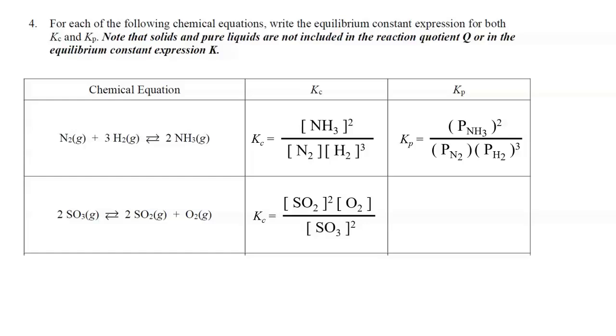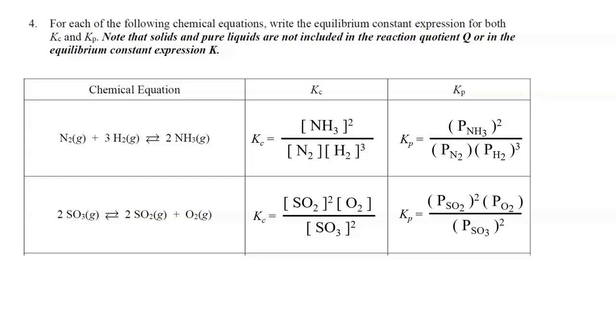So we have the concentration of sulfur dioxide squared times the concentration of oxygen divided by the concentration of sulfur trioxide squared. When we switch from Kc to Kp, we replace the hard brackets with a capital P for partial pressure of each substance. So it's going to be products over reactants, partial pressure of SO2 squared times the partial pressure of O2 divided by the partial pressure of SO3 squared.